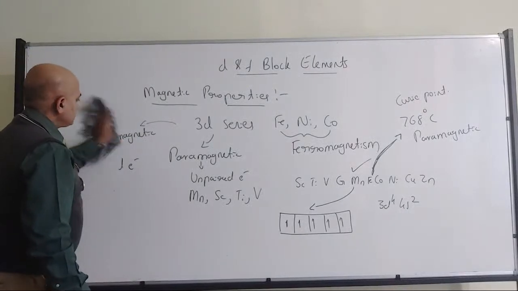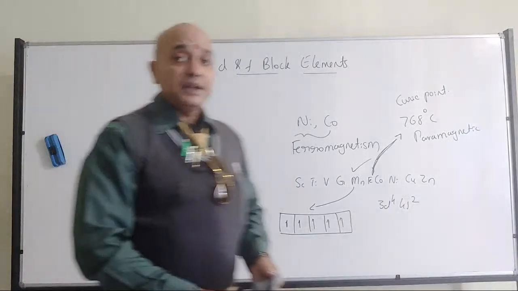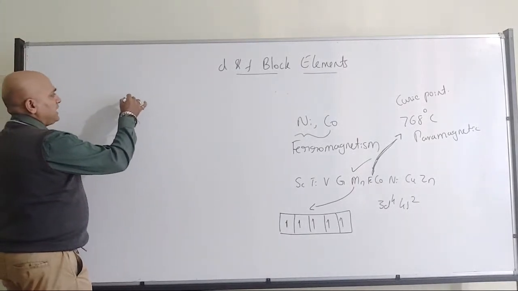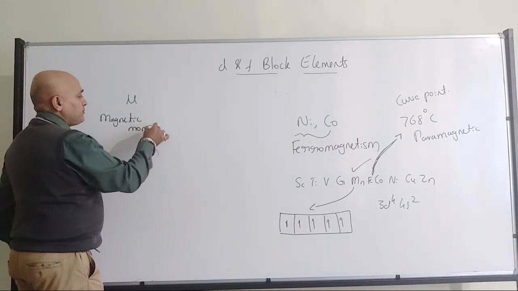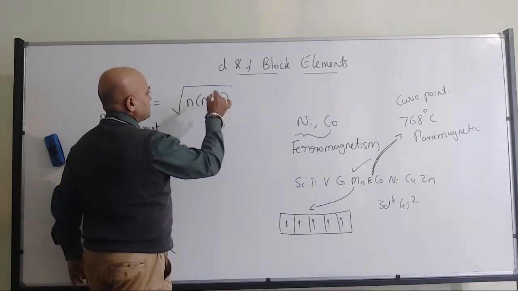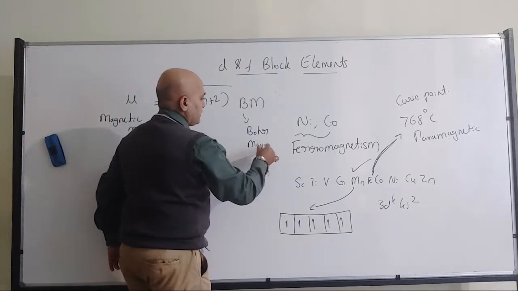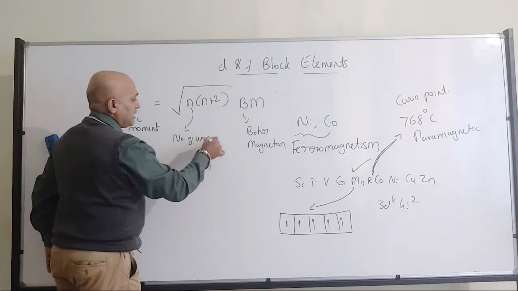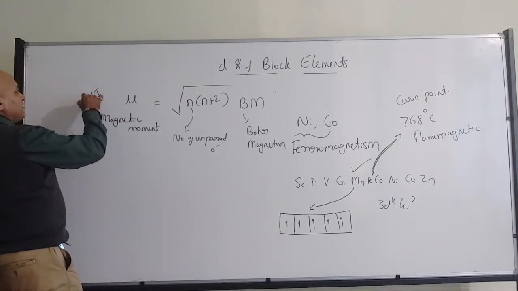This is very important because sometimes they will ask problems on this, where we have an equation and have to find the magnetic property. The equation: mu is the magnetic moment, which equals the square root of n into n plus 2, in Bohr magneton units. Bohr magneton is the unit, and you have to mention it. n is the number of unpaired electrons. This is very important for your exam.